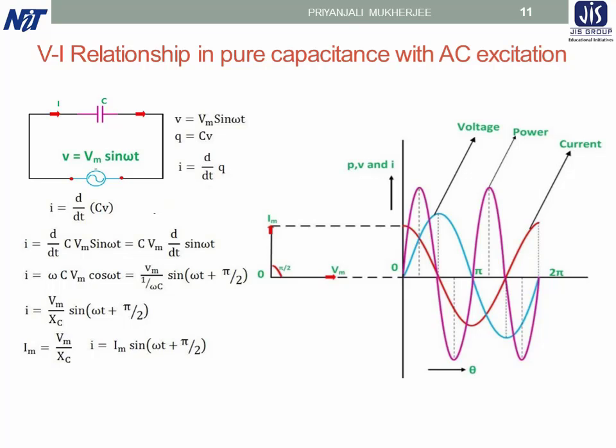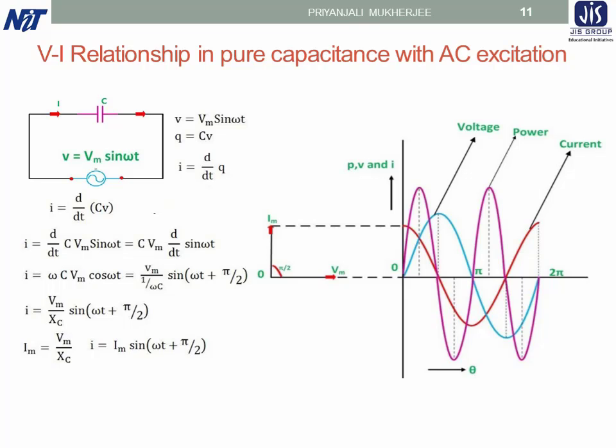So here V is equal to V max sin omega t and I is equal to d/dt of Cv, where I is also d/dt of Q. So we can find that I is equal to I max sin omega t plus pi by 2. Due to this plus pi by 2, the current leads the voltage by 90 degrees.